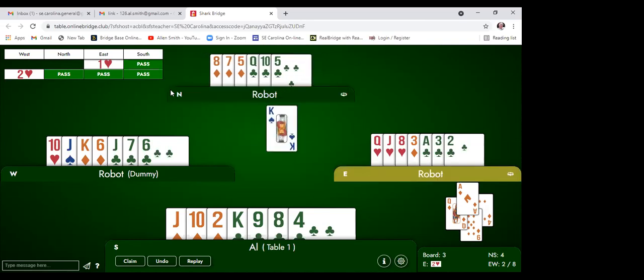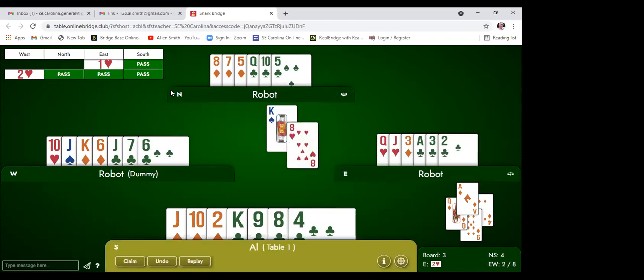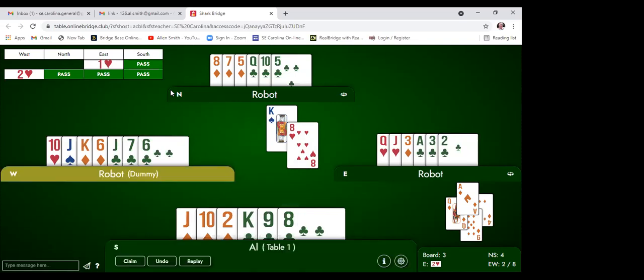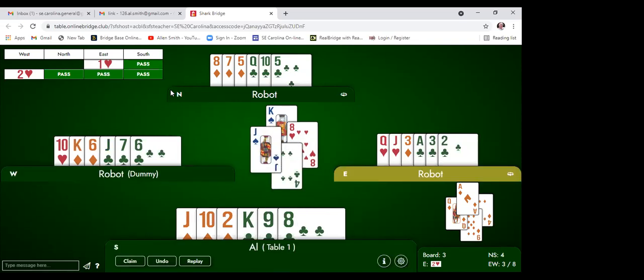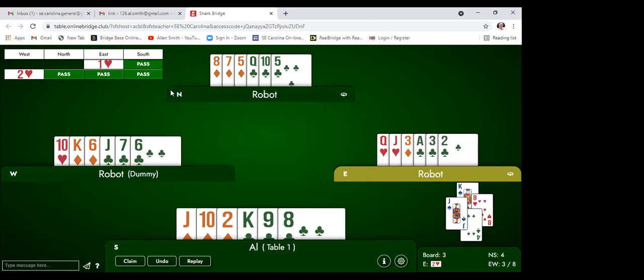Now my partner leads the king of spades, and he's forced to trump it because his king is higher than the jack. Gets played. Now back in his hand again, he's got two hearts, a diamond, and three clubs. Okay, and he's really in a pickle, because what he'd love to be able to do is somehow get rid of these clubs.